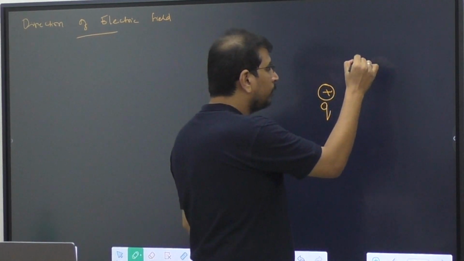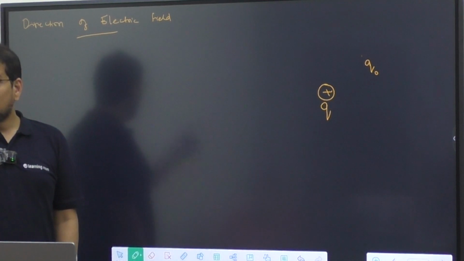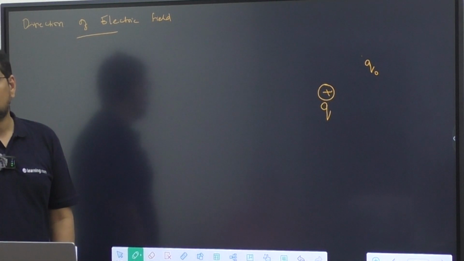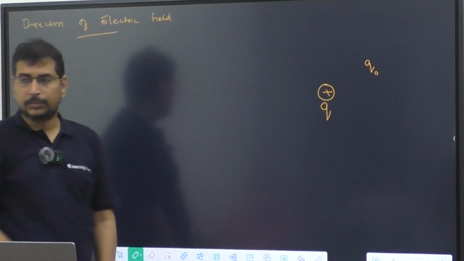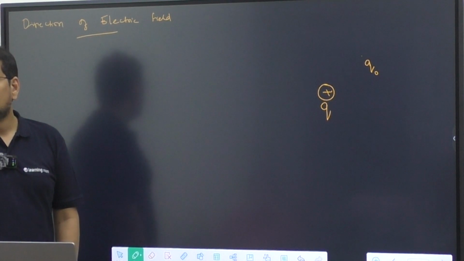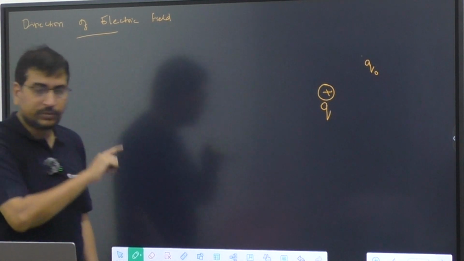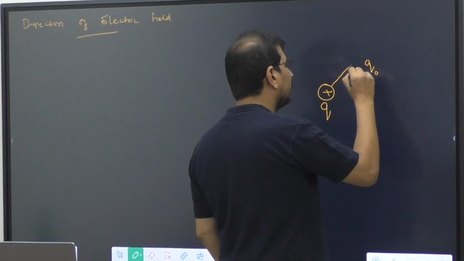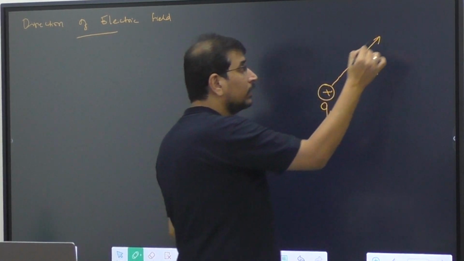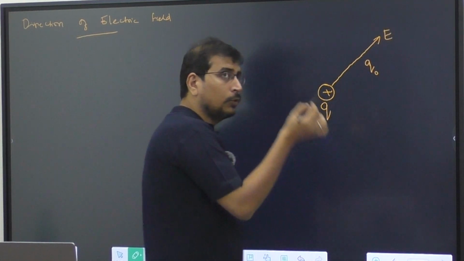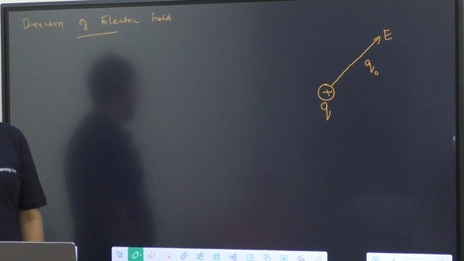So if I place a test charge here, which is Q naught, in which direction will it experience a force? Will it experience a force towards the source charge or away from it? It will be away, because what did I say? By default, a test charge is always positive. So this is going to be the direction in which the electric field is present due to a positive source charge.